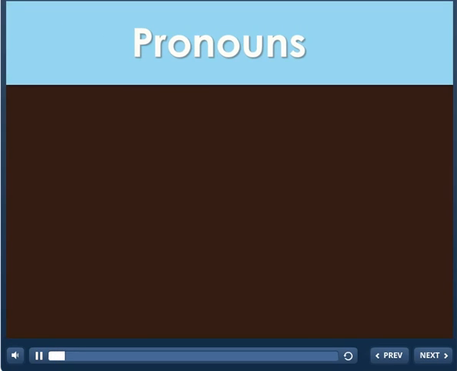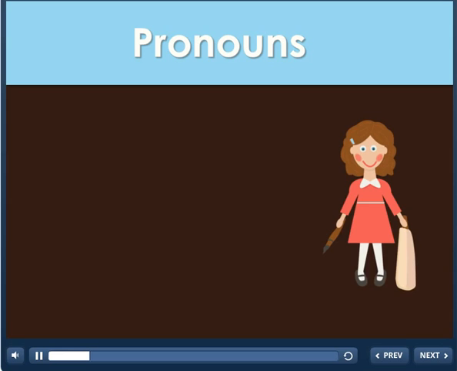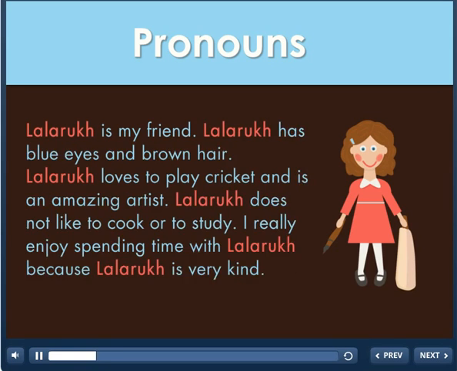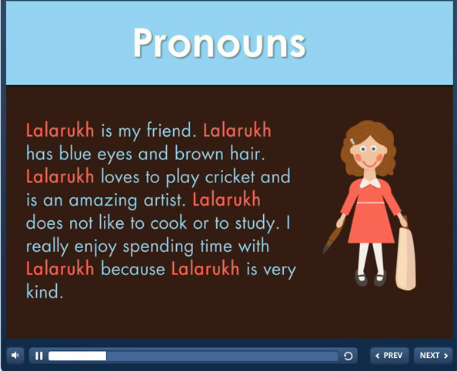When we read, write, or talk about any noun, it sounds strange if we keep on repeating the noun. For example, here are two paragraphs. Lala Rukh is my friend. Lala Rukh has blue eyes and brown hair. Lala Rukh loves to play cricket and is an amazing artist. Lala Rukh does not like to cook or study. I really enjoy spending time with Lala Rukh because Lala Rukh is very kind.